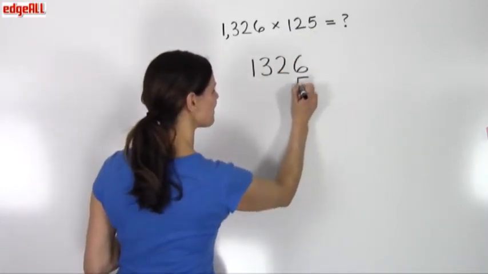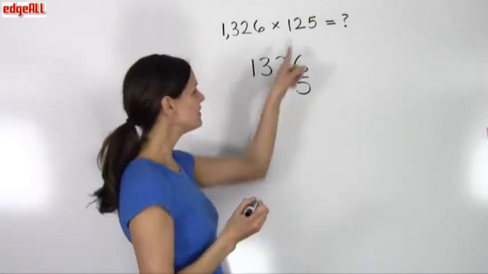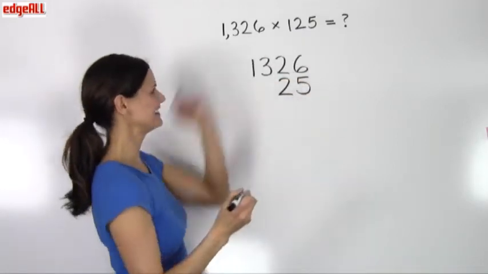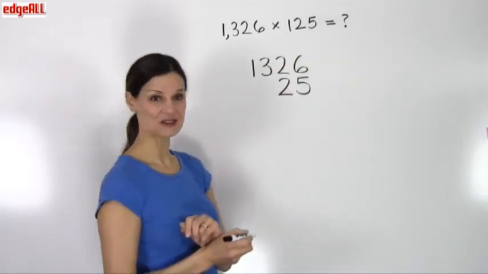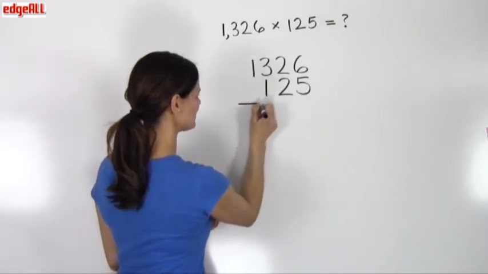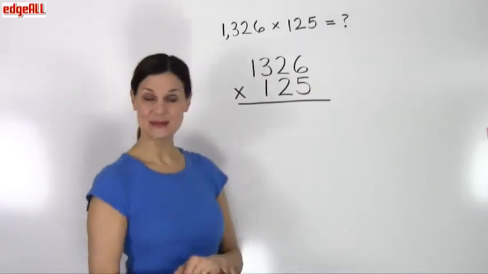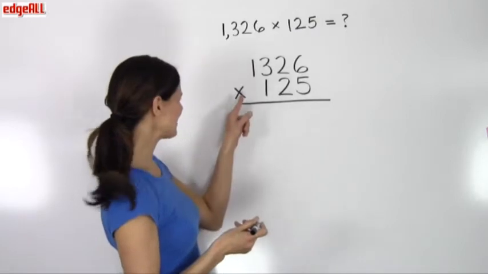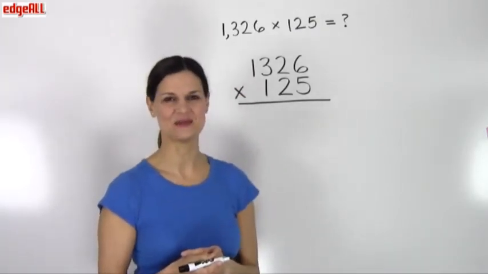So my 5 here from the 125 is going to go right underneath the 6. The 2 in the tens place is going to go right underneath the 2 in the tens place of my other number. And the 1 in the hundreds place is going to go directly underneath the 3 in the hundreds place above. So then I want to make sure I've got my symbol there to make sure that I am doing multiplication. So I have my X here and I'm all set up and I can get to work.